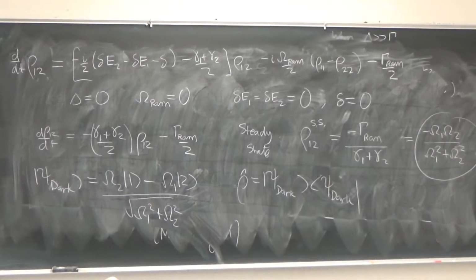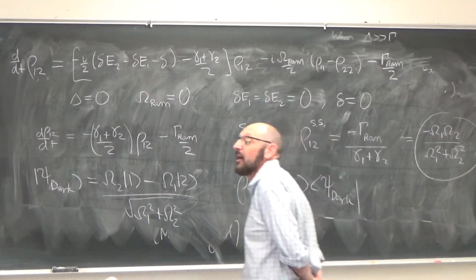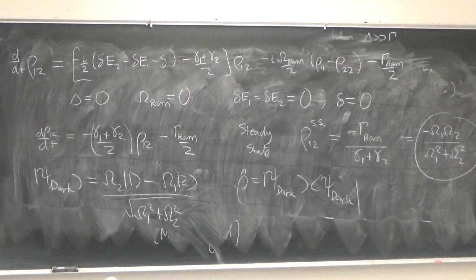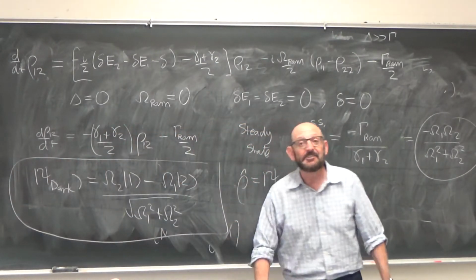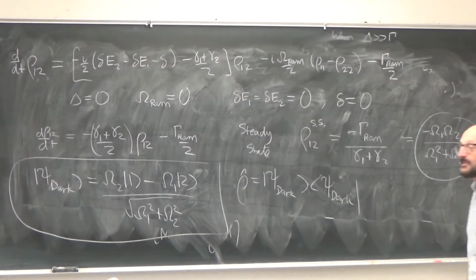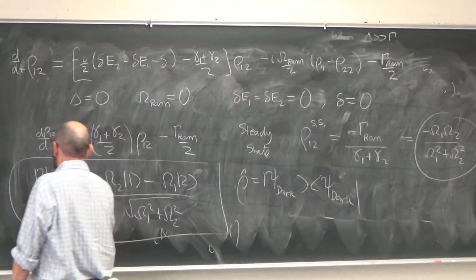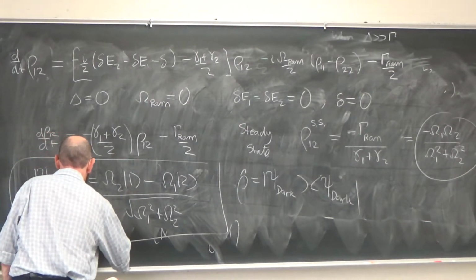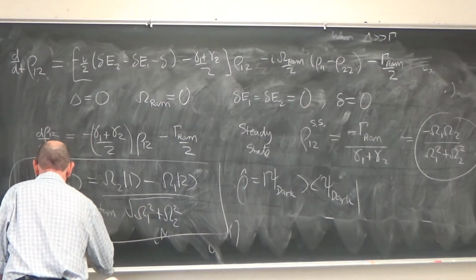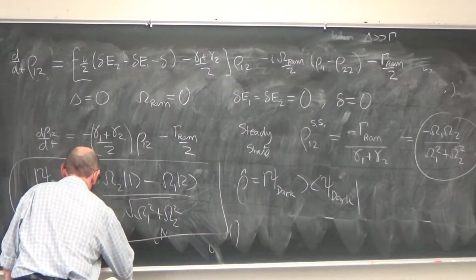So what does this tell us? This tells us that when I start the system in any state, it will ultimately absorb and emit photons. And in steady state, the atom is optically pumped into the dark state. That is what's known as coherent population trapping, or CPT.